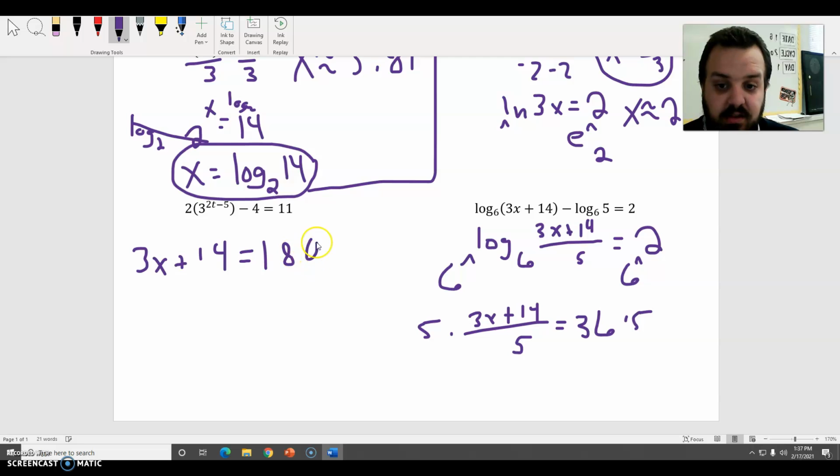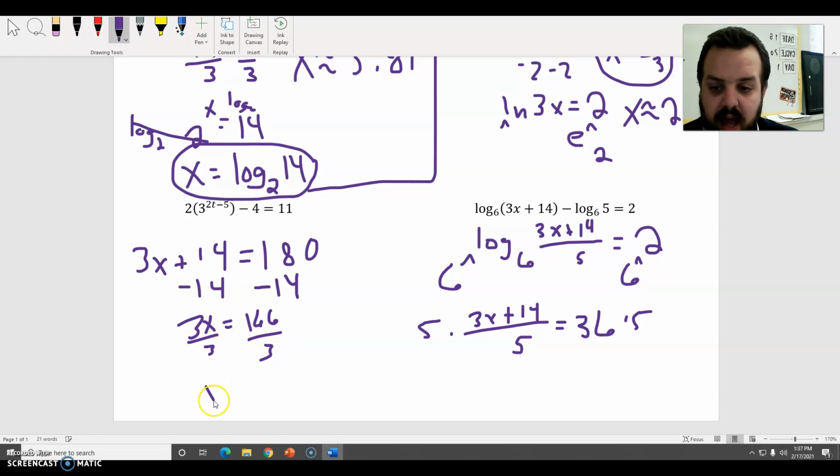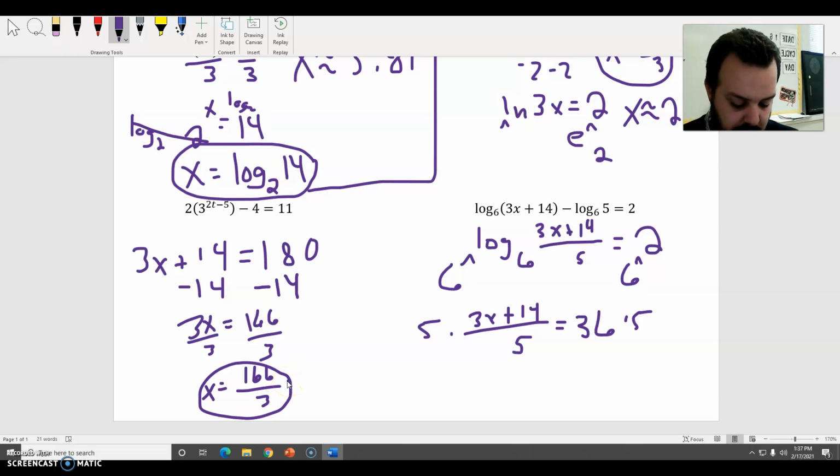And now we're just at a two-step equation. Subtract 14, 3x equals 166. And then divide by 3, x equals 166 thirds. Okay, and there we go. There's our final answer, and we're good to go.